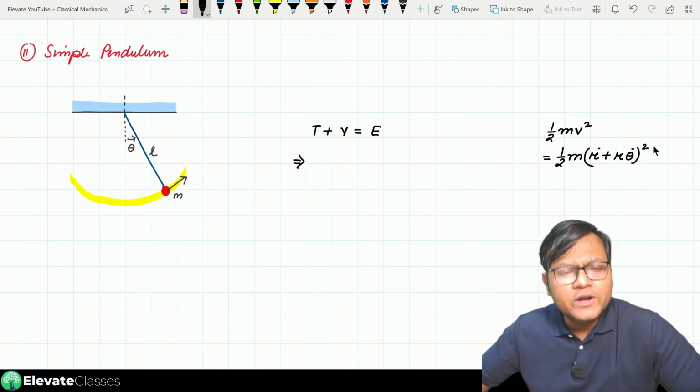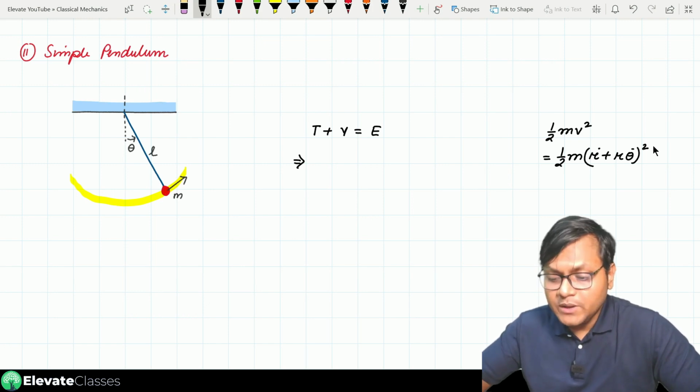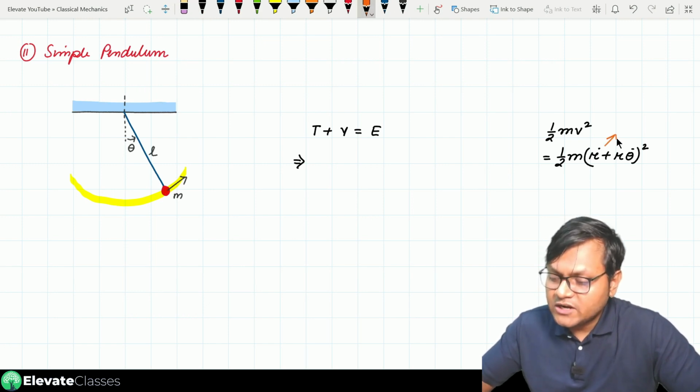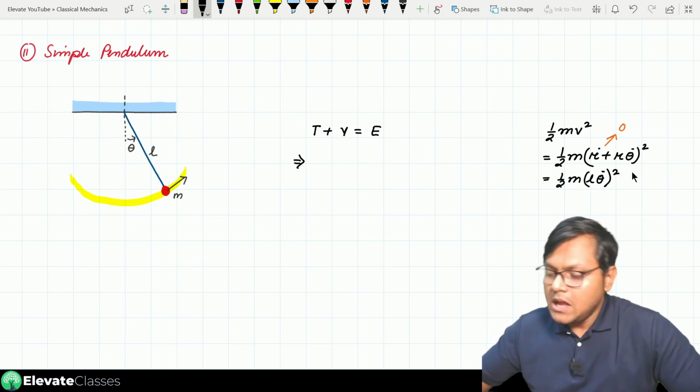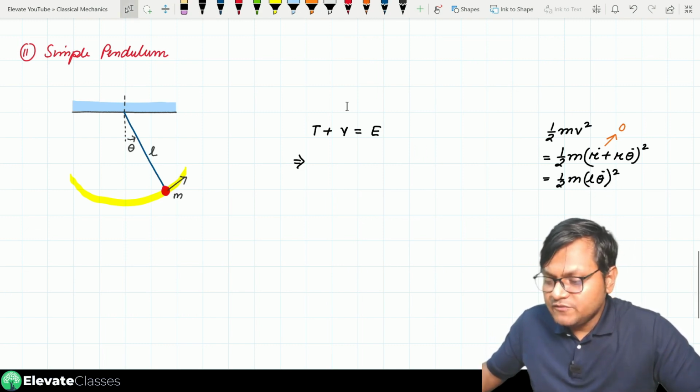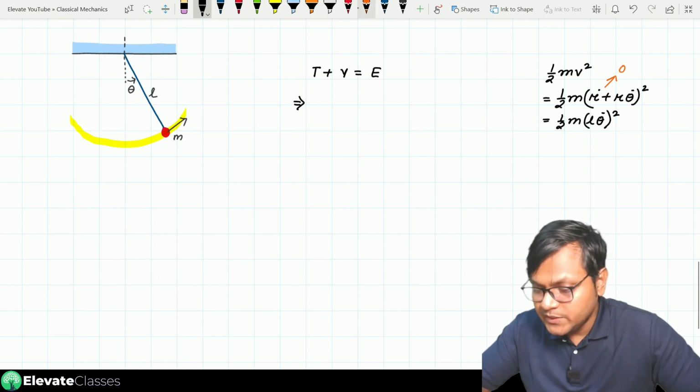Okay, we are taking polar coordinates, so we should write it in terms of polar coordinates. But because the length of the simple pendulum is a constant of motion, r dot comes out to be 0, and because the length is equal to L, this comes out to be half m L square theta dot square. However, I want to write it in terms of momentum.